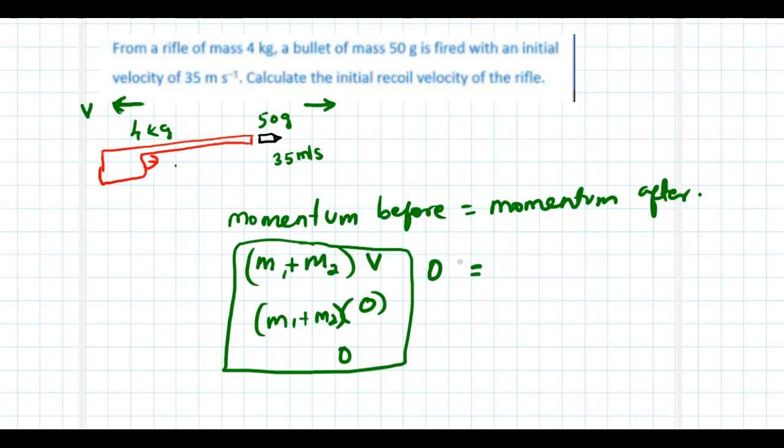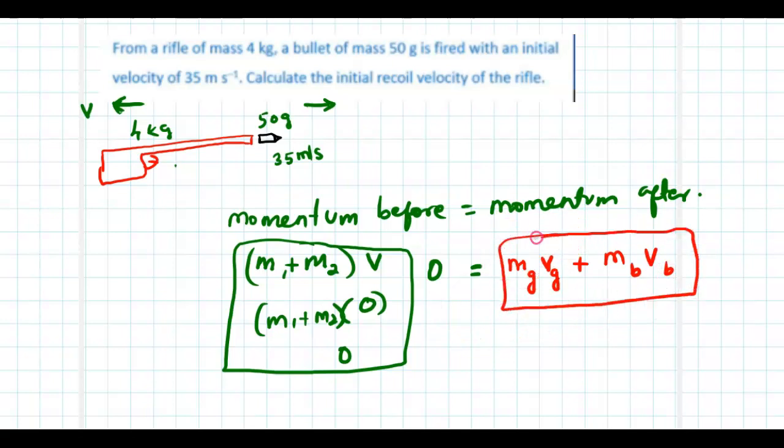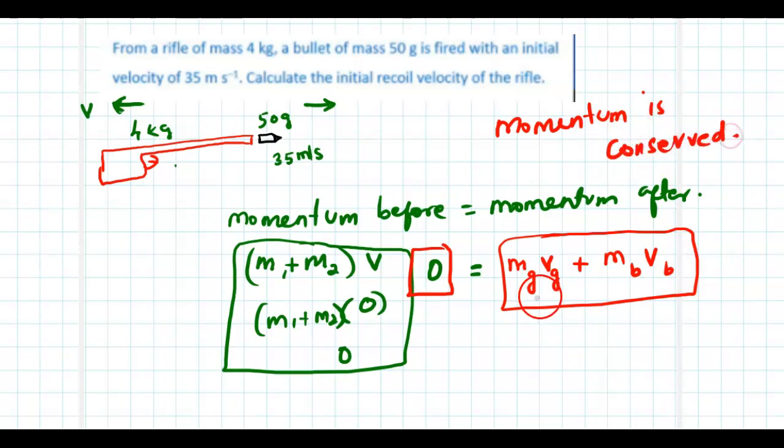After firing, there will again be two objects. So the mass of the gun times the velocity of the gun, plus the mass of the bullet times the velocity of the bullet. When you add these two, the momentum must be 0. That is what I say, momentum is conserved, which means we have to prove 0. The addition of these two must be 0. So how can we prove here?